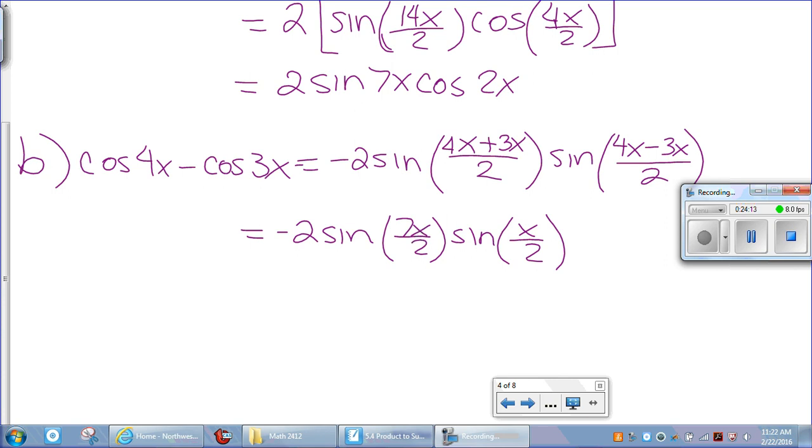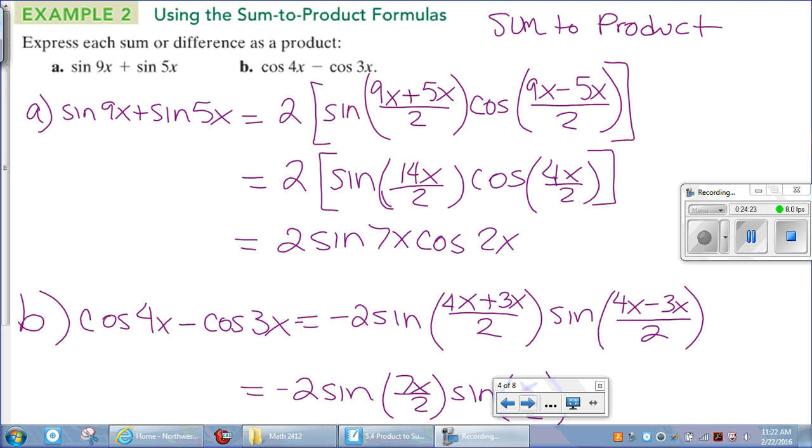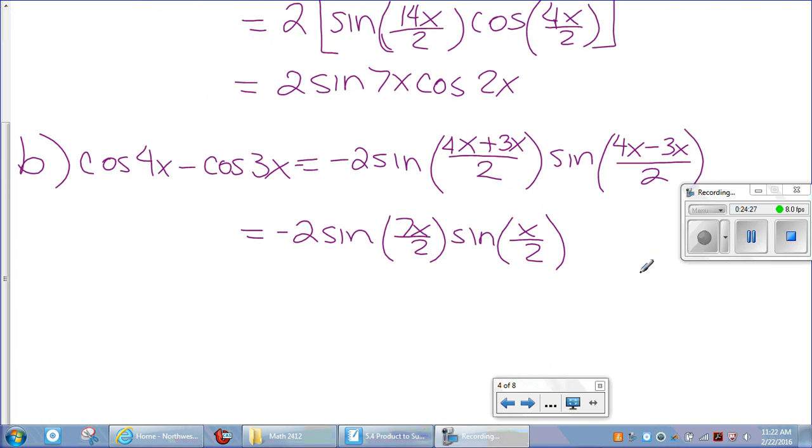Just to check our answer for part B, we use formula 8 on that slide. The answer should be something like that. Now, is it okay to have an angle such as x over 2, 7x over 2? Yes, it's fine. There's nothing wrong with that. Okay, so let's go to the next slide.